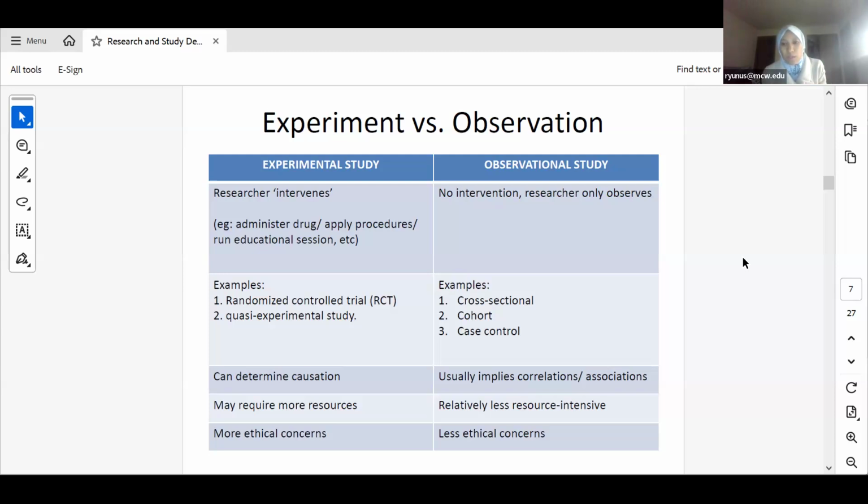Examples of observational study, of course, are cross-sectional, cohort, and case control. These three are the most popular ones, but of course, we have other types. For example, ecological study, case report, case series, and all that. These are all observational and also descriptive in nature, okay?